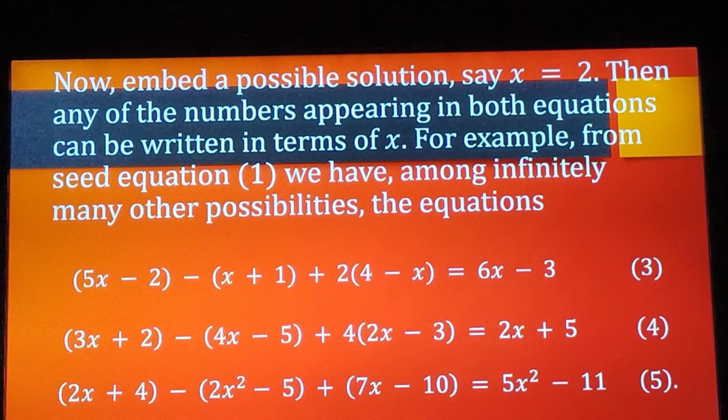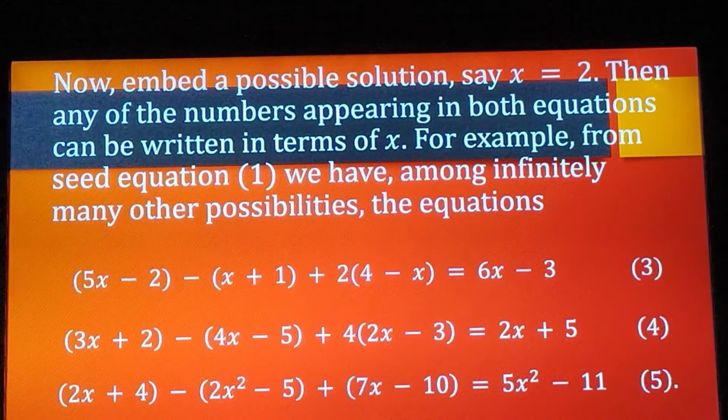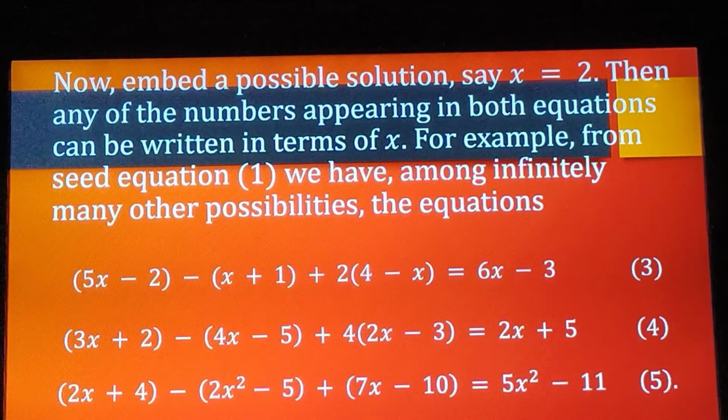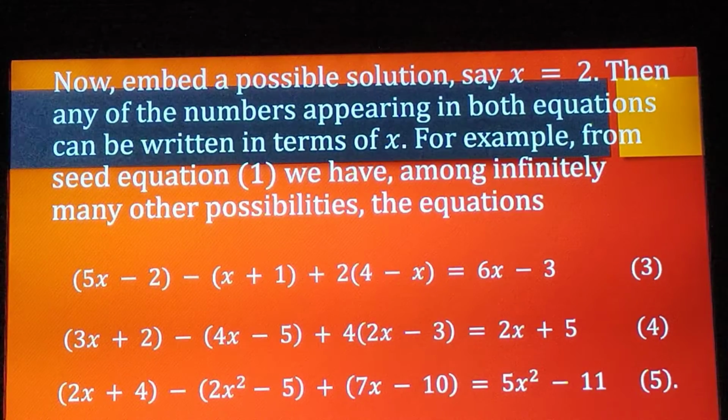and 5. In number 3, we have 5x minus 2, which is 8, since x equals 2, and x plus 1 is 3, because x equals 2, and 2 times 4 minus 2 is 4 on the left side. And then on the right side, 6 times 2 is 12, minus 3 is 9. So these equations come from the seed equations where we embed the solution x equals 2.